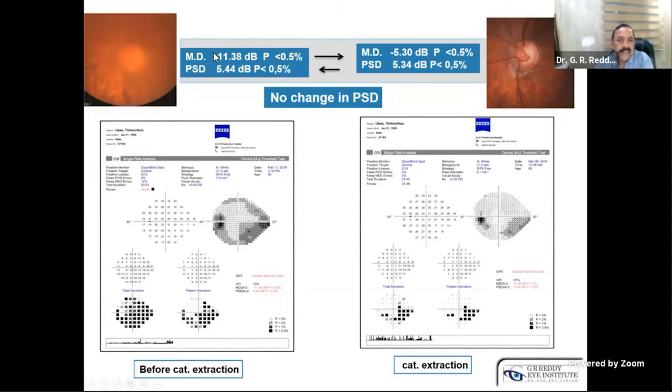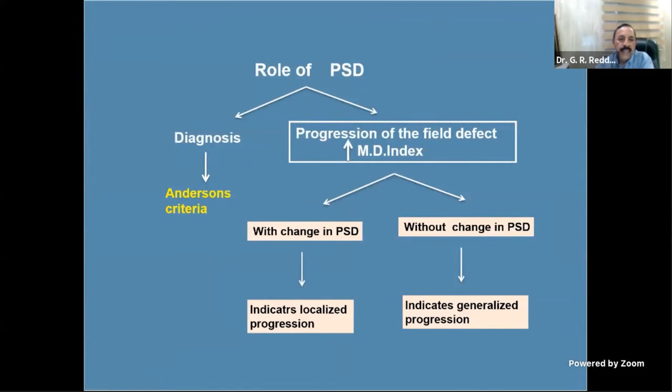This is another example. The mean deviation in the cataract patient, after the cataract is removed, -11 became -5. But the PSD, there won't be any gross difference, no change in PSD. So the role of PSD is to diagnose early the localized scotoma. That is Anderson's criteria. It is included in Anderson's criteria.